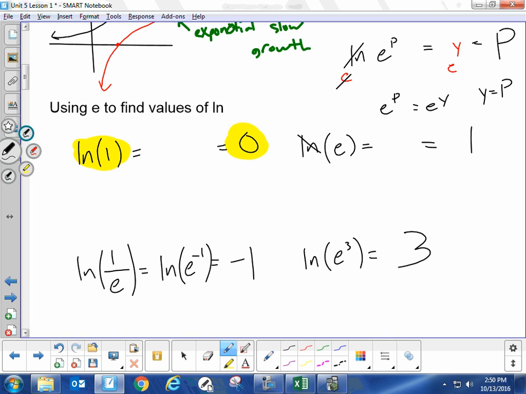Okay, we need to be comfortable with these. The only one that is not e to a power is 1, but I could write that as e to a power, right? How can I write 1 as e to a power? E to the 0. Thank you, Mr. Ramos. That's perfect. Watch. If I write this as e to the 0, that confirms things. The log of 1 is just 0. It's the same thing as e to the 0. Okay, good.